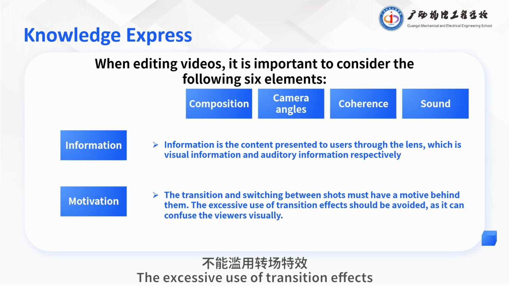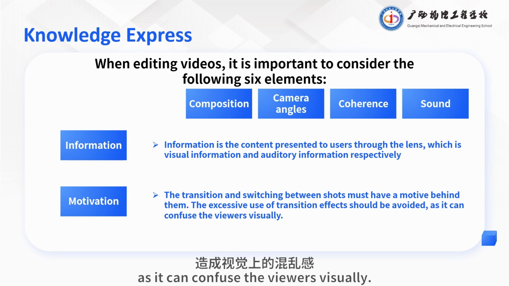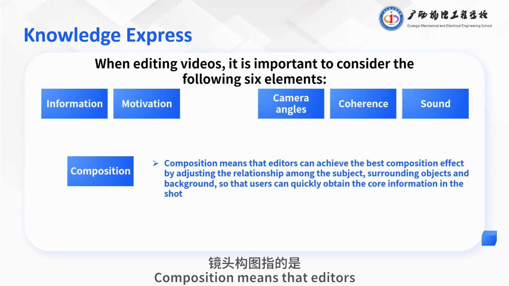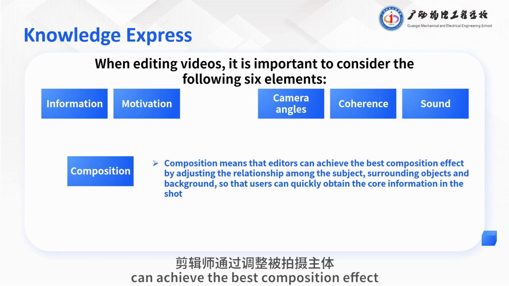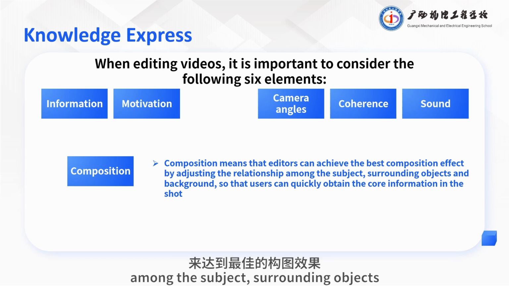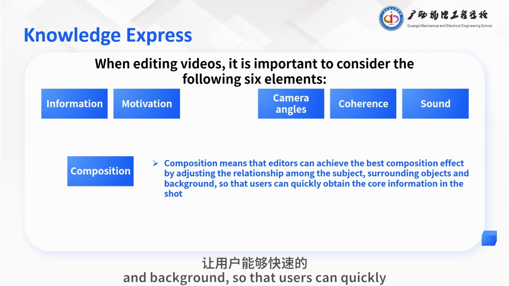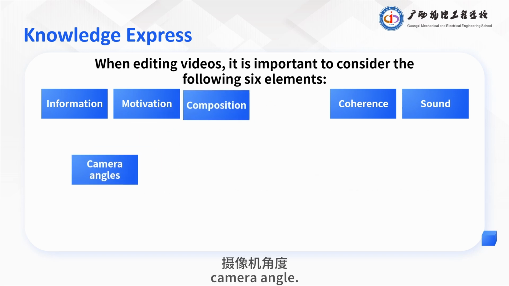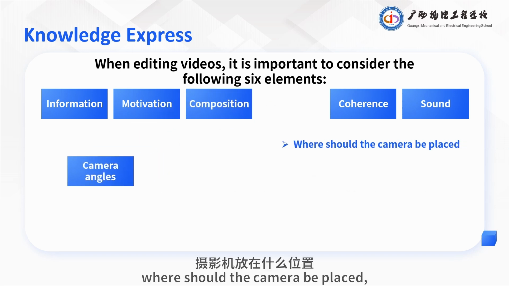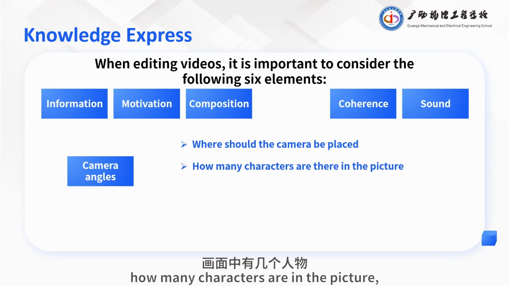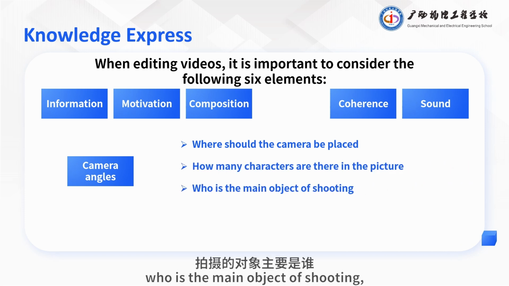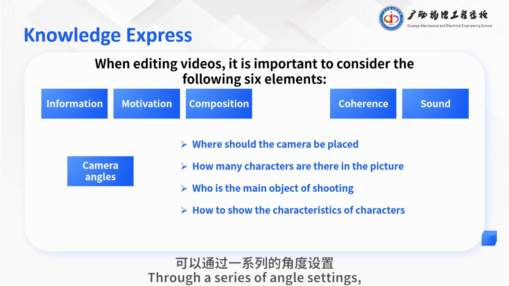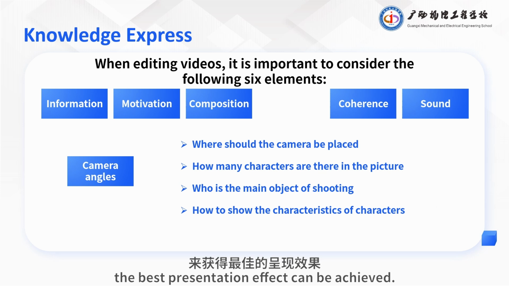The excessive use of transition effects should be avoided, as it can confuse the viewers visually. Third, composition. Composition means that editors can achieve the best composition effect by adjusting the relationship among the subject, surrounding objects, and background, so that users can quickly obtain the core information in the shot. Fourth, camera angle. For example, where should the camera be placed, how many characters are in the picture, who is the main object of shooting, and how to show the characteristics of the characters. Through a series of angle settings, the best presentation effect can be achieved.